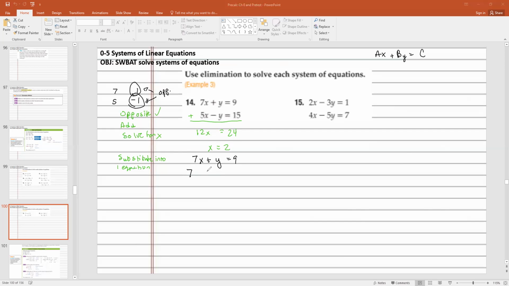So 7 times 2 plus y equals 9. 7 times 2 is going to give us 14 plus y equals 9. And then subtract 14 on both sides. You get -5. Ta-da! And that's our answer: 2, comma, -5. Remember, always x, comma, y.